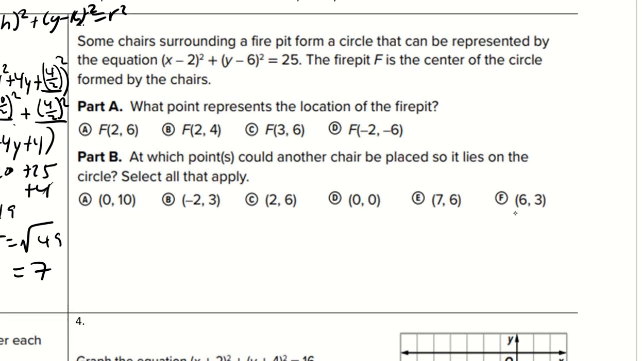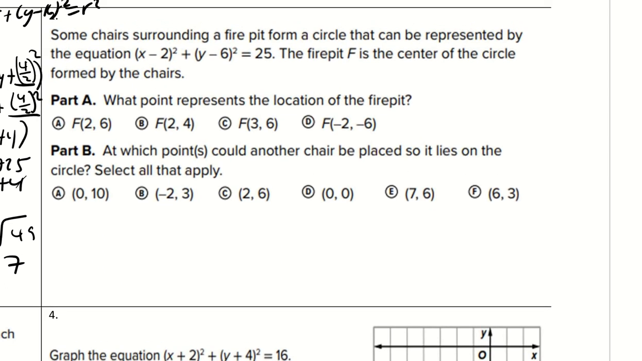Some chairs surrounding a fire pit form a circle that can be represented by the equation. The fire pit is the center of the circle formed by the chairs. What point represents the location of the fire pit? So they're just talking about the center, right? The fire pit is the center.